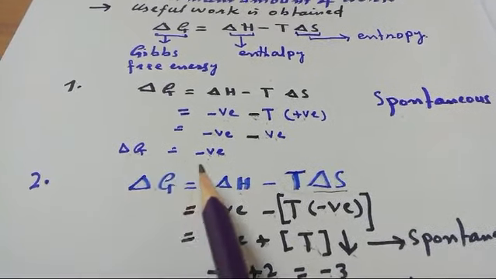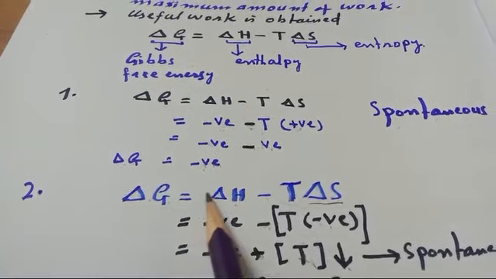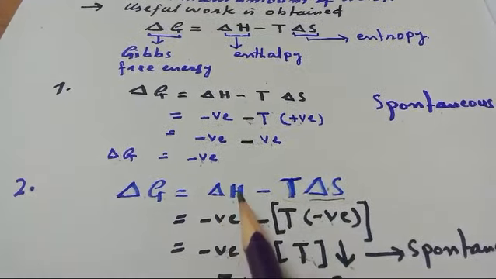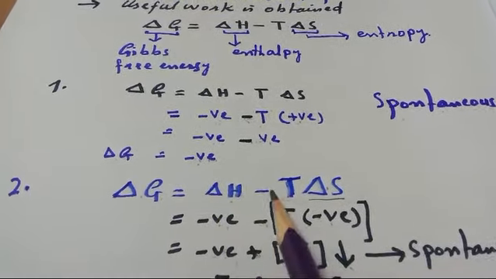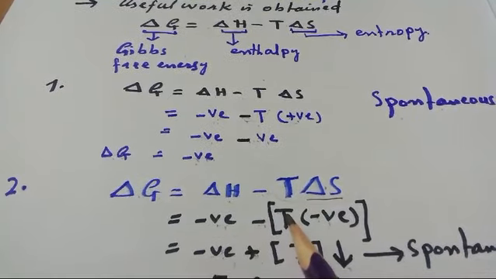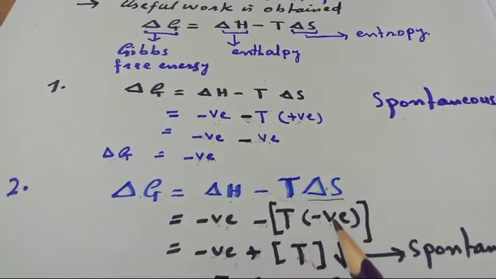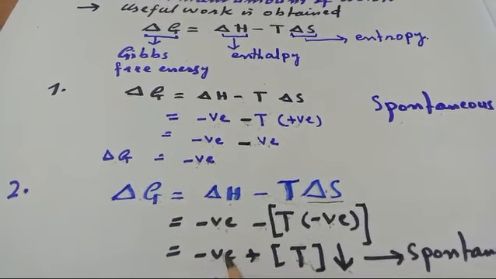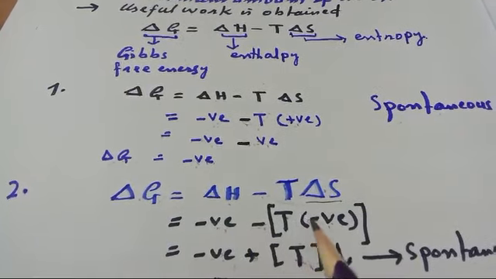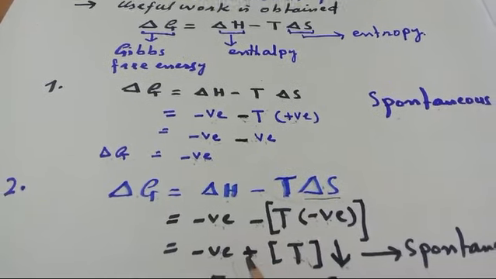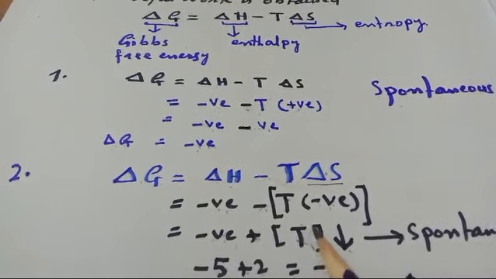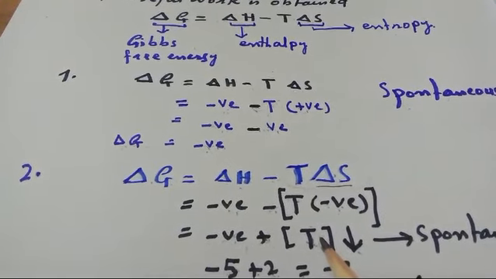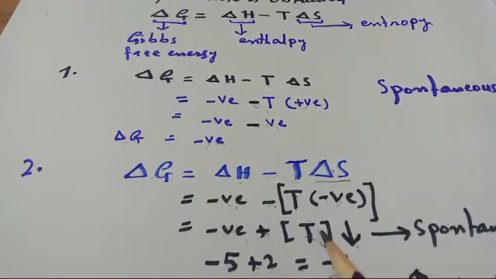Another condition we have: delta G is equal to delta H minus T delta S. If delta H is negative, minus of the formula and temperature, if delta S is negative, then what will happen? So delta H is negative, and minus into minus will be plus, and this is the T. Now this temperature will decide whether the reaction is spontaneous or non-spontaneous.